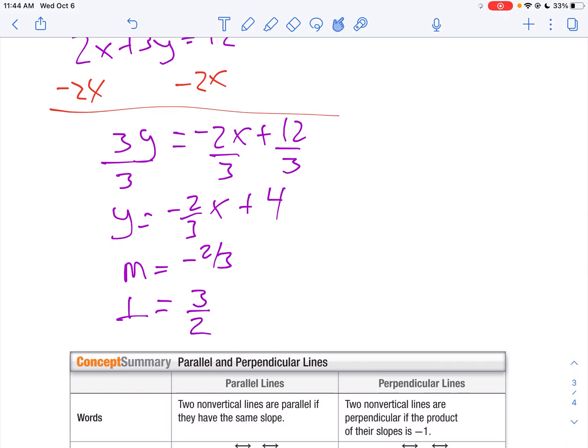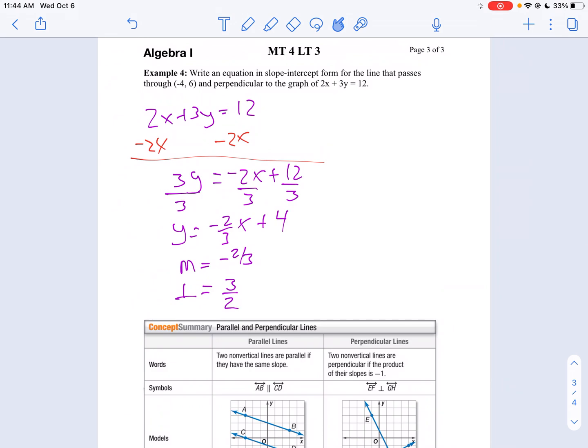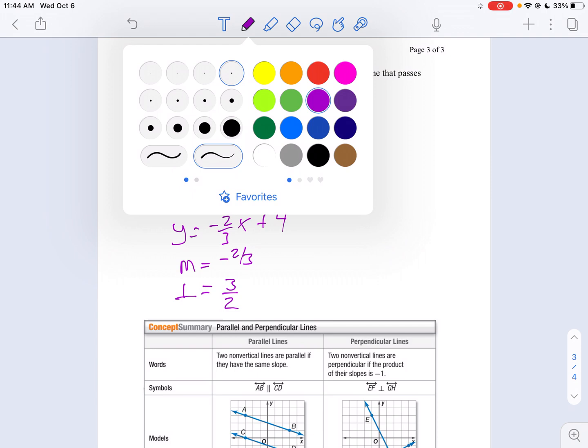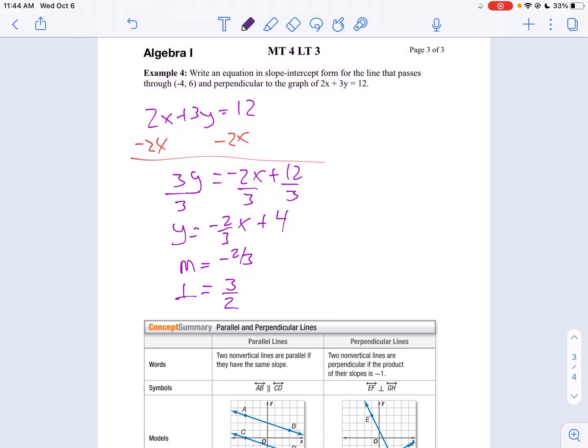Now I'm going to use that to write my equation of my line. I know it goes through (-4, 6). And just like the last question, I'm given a point and a slope, so I think I'll start this with point-slope form, and then I'll convert it to slope-intercept form. So I'll say y minus y1 equals m times x minus x1. Or y minus 6 equals 3 over 2 times x minus a negative 4, which I'll say is x plus 4.